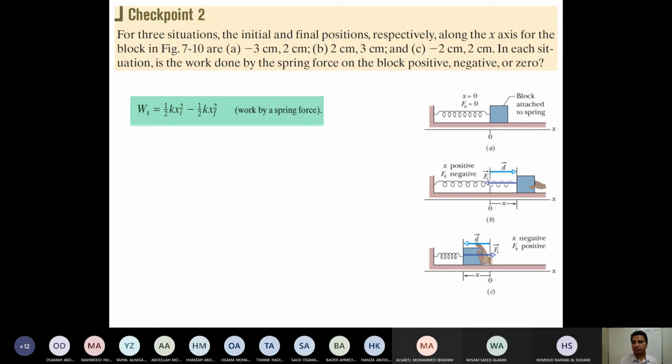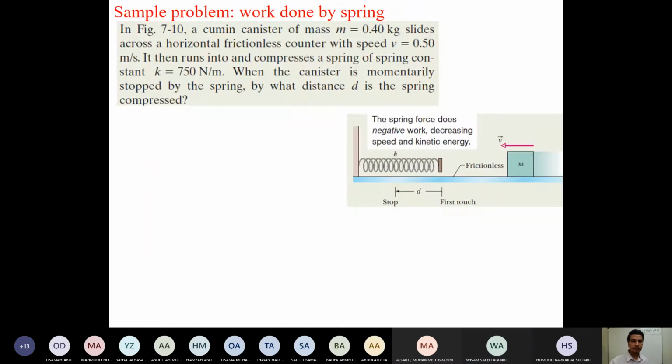How about for the B? Negative. And for the C, the student already said it is 0. So yes, that's the case.